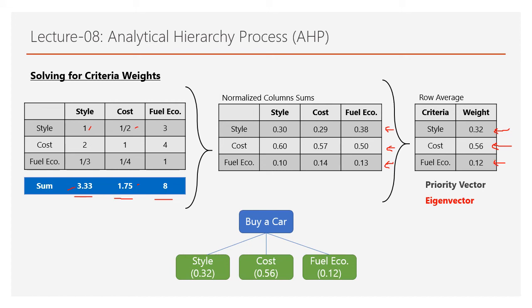So now we know that the weight of the cost is 0.56, the weight of the style is 0.32, and the weight of fuel economy is 0.12. And this is how they sum up to 1, and we call this the priority vector or the eigenvector of our corresponding criteria.